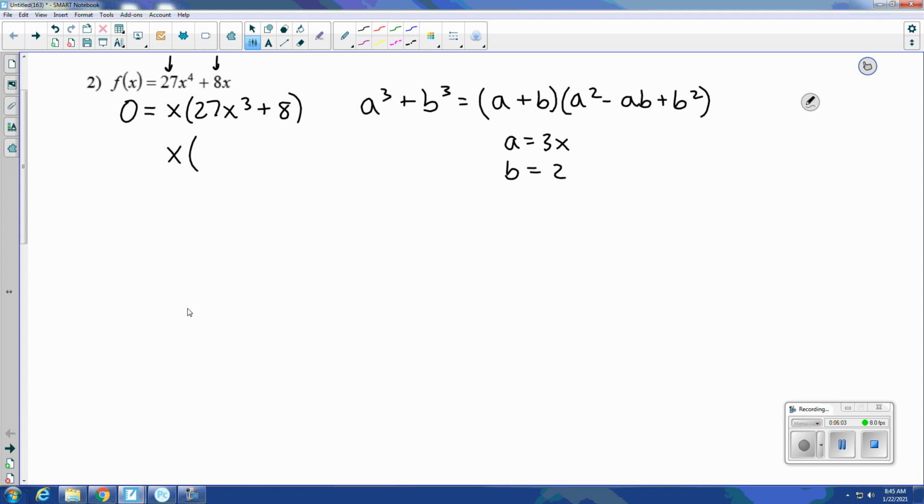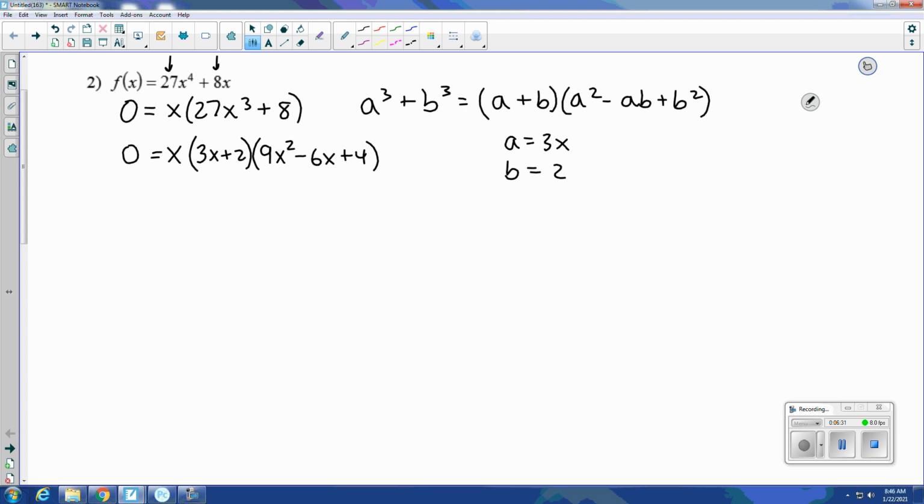We had 3x plus 2, a squared, so 3x squared is 9x squared, minus a times b minus 6x plus 4. Okay, so this is a fully factored form of the original polynomial we started with. We have 3 pieces being multiplied together. So we took a sum of 2 terms and rewrote it as a product of 3 things.